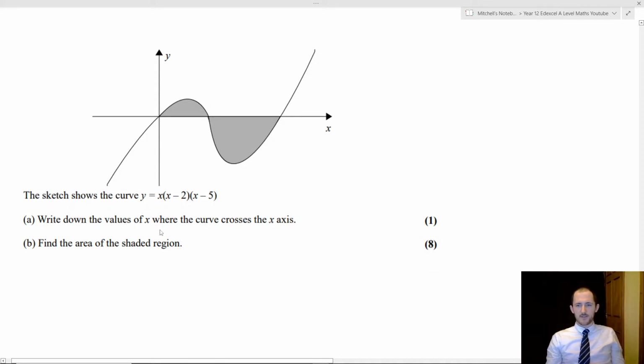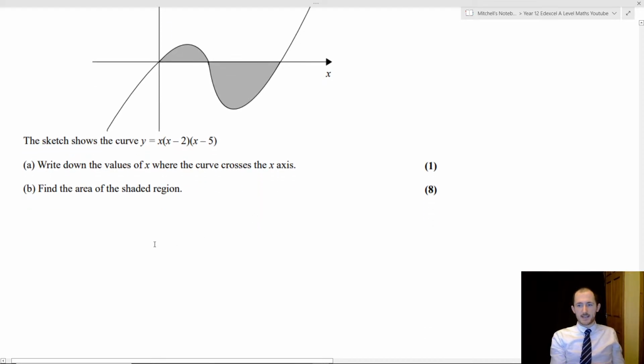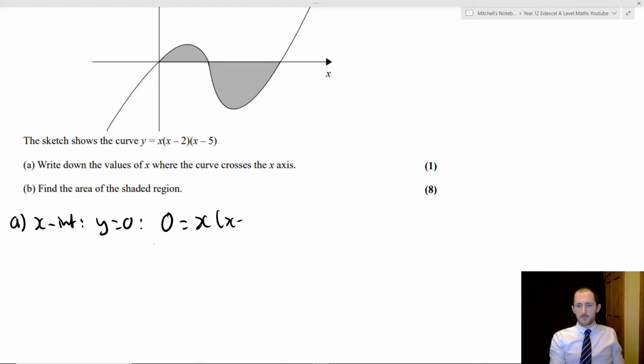So write down the value of x where the curve crosses the x-axis. For it to cross the x-axis, that's the x-intercept, right? So x-int is when y equals 0. So we have 0 equals x, x minus 2, x minus 5. That happens when x equals 0, x equals 2, x equals 5. Nice and easy. Again, it goes through the origin, that makes sense. That must be 2 and this must be 5.